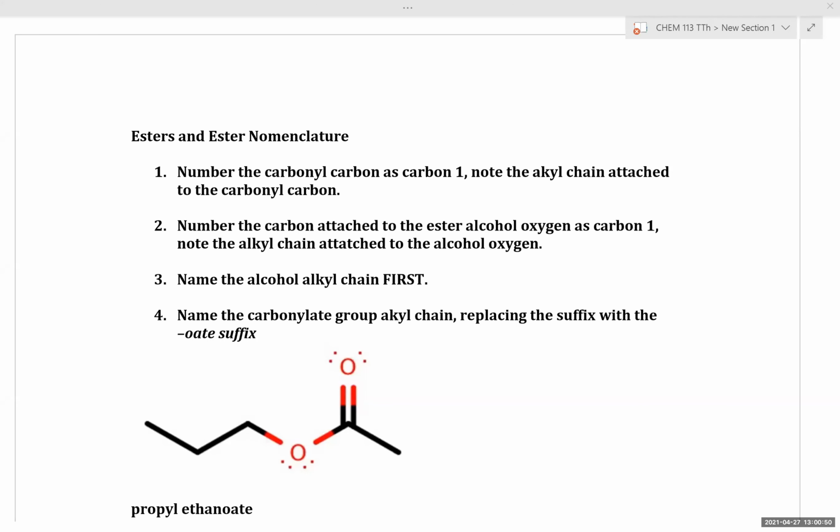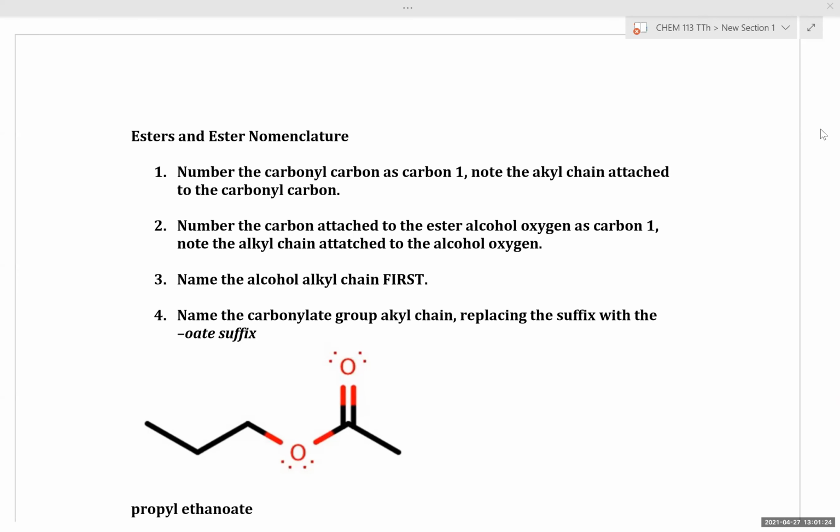So when we last left off, we talked about reactions to prepare esters, amides, thioesters, and a range of carboxylic acid derivatives via carbonyl substitution reactions. What we're now going to do is talk a little bit about esters and ester nomenclature and complete our series where we've named all these different carboxylic acid derivatives.